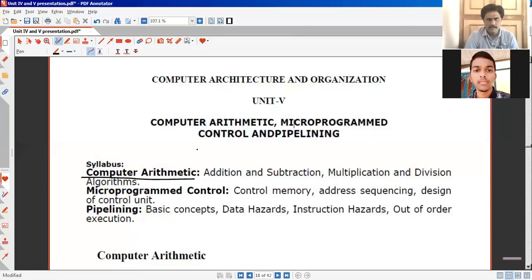So in Unit 4, we discussed hardware control, and in Unit 5 we will be discussing microprogram control. Basically, there are two types of control: hardwired control and microprogram control. Unit 4 is already over with hardware. Then finally, in Unit 5, we will be discussing pipelining.